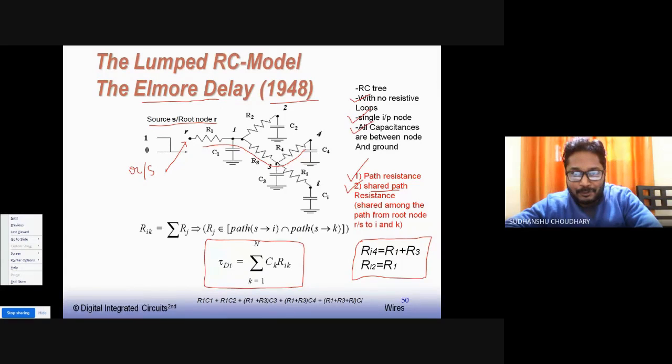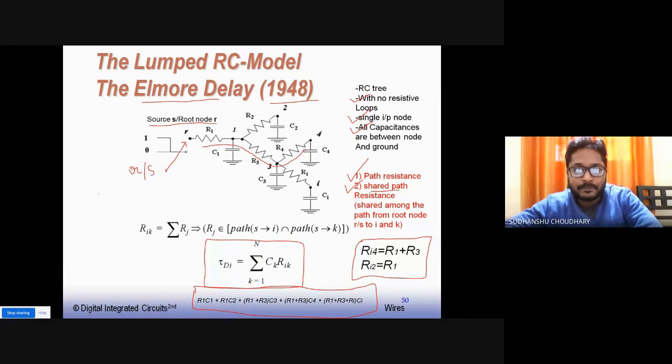Similarly, if somebody wants to find the delay when k is equal to 3, that means here, the total delay will be R1 plus R3 times C3. So similarly, at the ith node, one can find the delay by extending this formula, simply assuming k is equal to 1 to n. One can find out the delay.